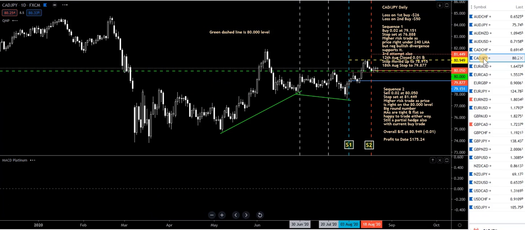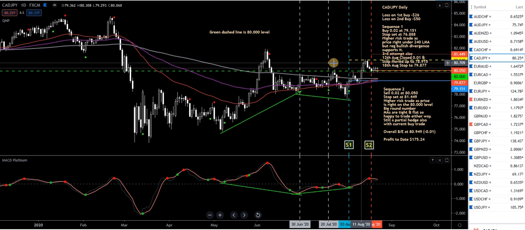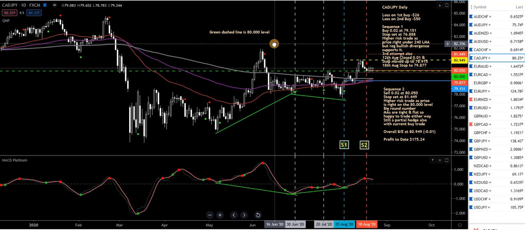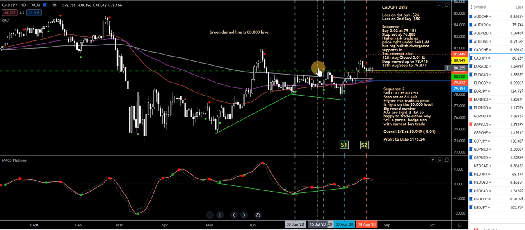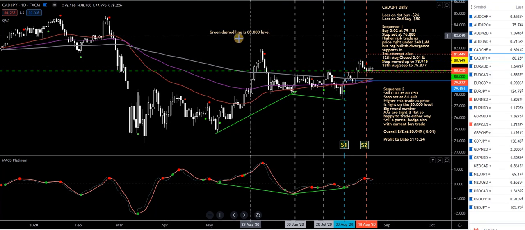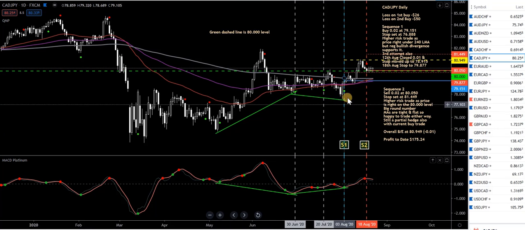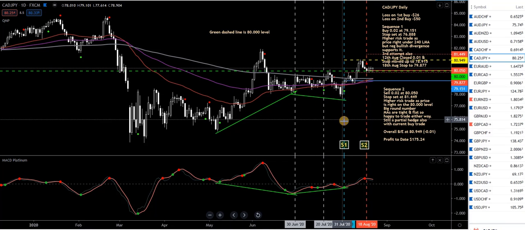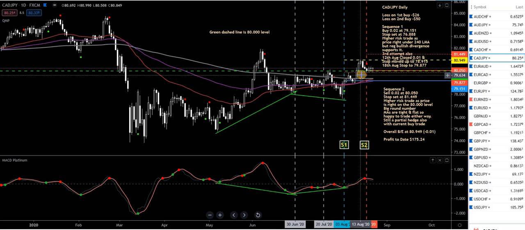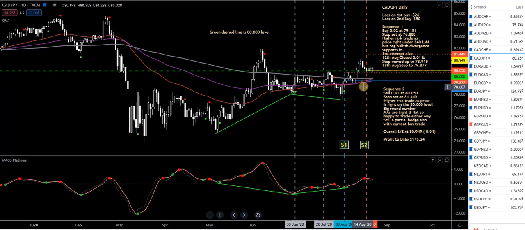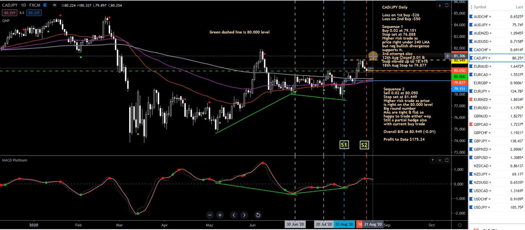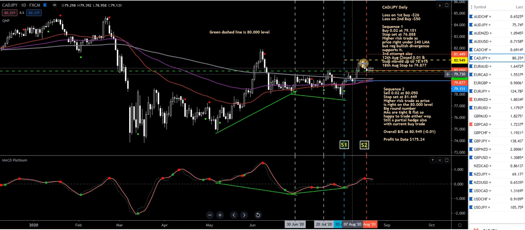CAD yen, or Canadian dollar, Japanese yen. What are we doing here? So this green dotted line is the 80-cent level, as you can see by my notes there. And we're in a sequence 1, we're in a buy here, and it's got a stop just below these lows, which has got close a couple of times. And sequence 2 is a sell, and that's got a stop up there. So we've got the 2 trades.